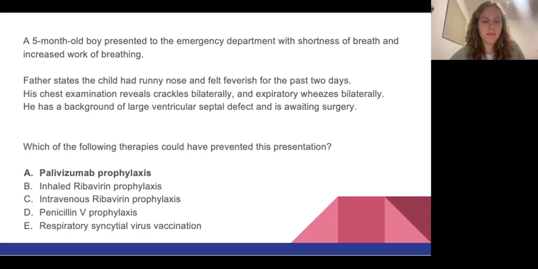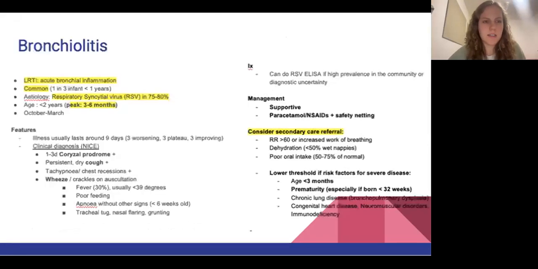Yeah, so they do have a possible heart disease, well, the ventricular septal defect. So I'm just going to go through what the disease is. Yeah, very good. What the disease is quickly. And then I'll explain why it's palivizumab.